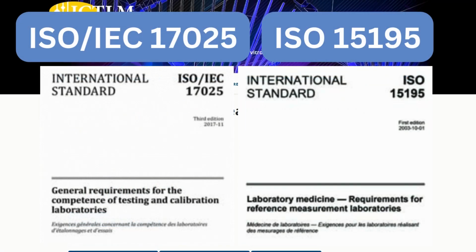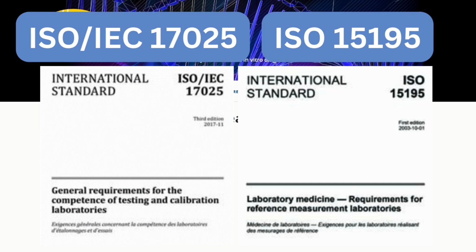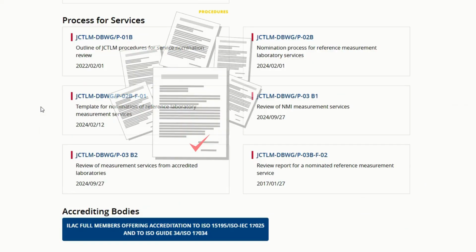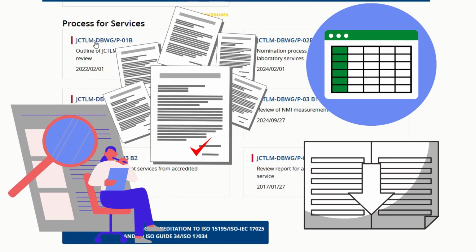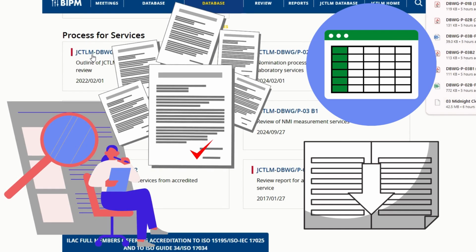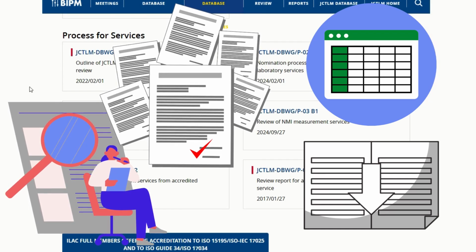Laboratories submitting for listing as a reference measurement service in the JCTLM database must be accredited according to ISO IEC 17025 and ISO 15195. If your laboratory is accredited and you are following these ISO standards for implementing a measurement procedure, you should have all the required information at hand, and you should just have to fill in the requested sections of the nomination template and provide the supporting documentation.